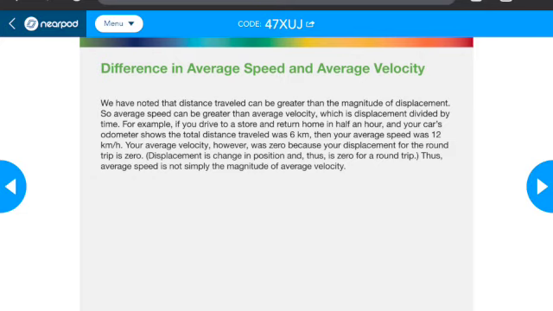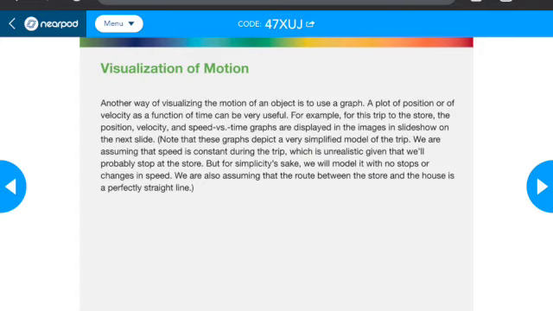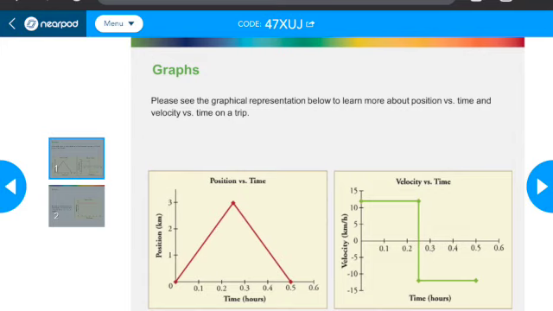And so this one actually does apply to a real world situation. So we have a car traveling from their house to the store and then back. Their displacement is 0 because they go back in the house, and here's an image of it. But their distance traveled is 6 kilometers because they went 3 kilometers there and then 3 kilometers back. So the average speed is 6 divided by 0.5, sorry, half an hour.